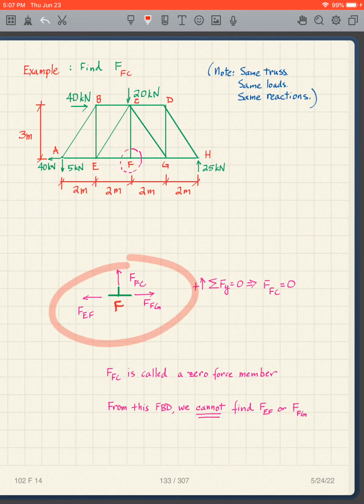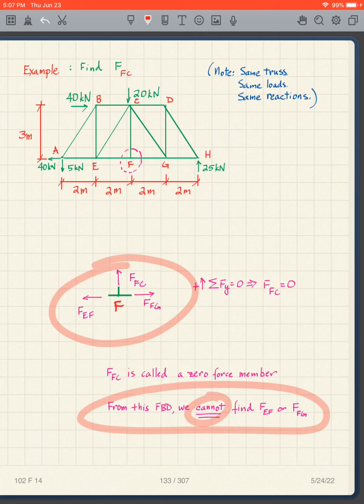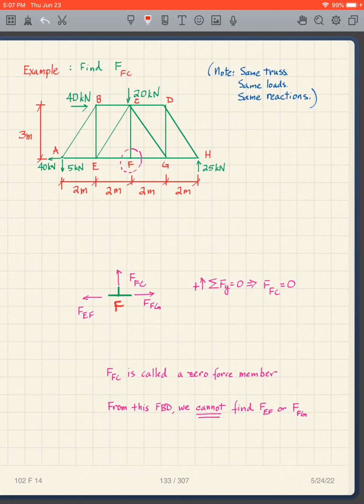Now, if I look at this free body diagram just as it is, we cannot find these other two values. I can't do it from this free body diagram. So sometimes you'll create a free body diagram which you can't completely solve. But all I was asked for this one was, what is FFC? If it's a zero force member, then we don't need it, in a sense, in our truss. In other words, it's not being used at all. So in a way, I'd come in here and just erase it, eliminate that member.